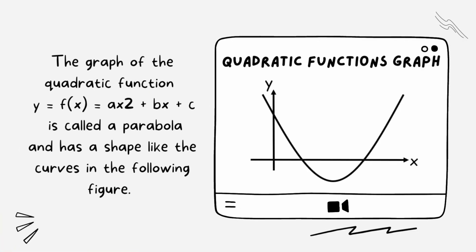The graph of the quadratic function y equals f(x) equals ax² plus bx plus c is called a parabola and has a shape like the curves in the following figure. Parabolas may open upward or downward and vary in width or steepness, but they all have the same basic U shape. We call them the smiley and the sad U shape, whereas the smiley U shape is for the upward curves, while the sad U shape is for the downward curves.